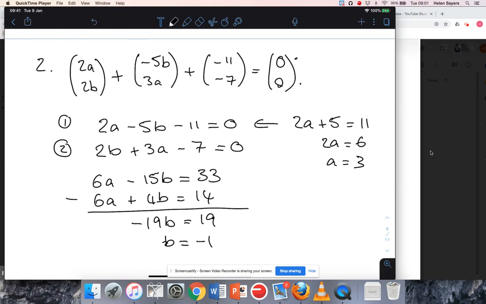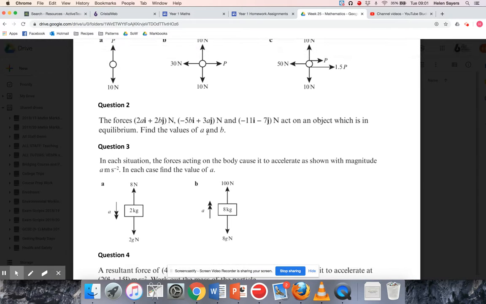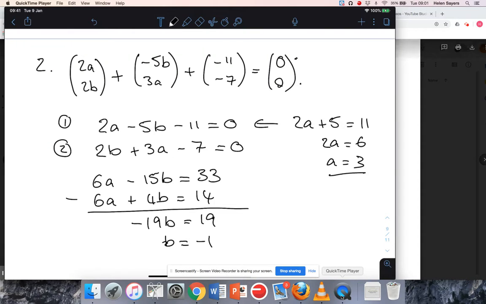And then let's just go back. So what did it actually ask for? So yeah, it just asks for the values of a and b. So I don't need to actually say what these two vectors would be. So that's great. I've got my two answers.